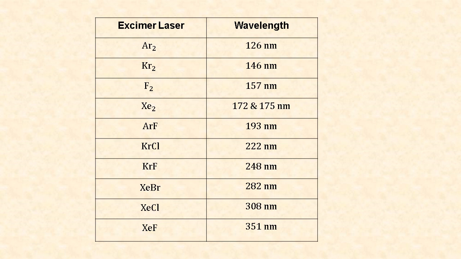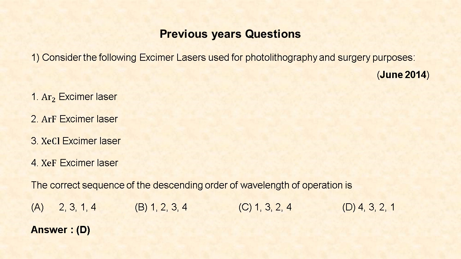Here if you see, argon has the lowest wavelength of 126 nanometer, krypton has 146 nanometer, fluorine has 157 nanometer, xenon has 172 and 175 nanometer, argon fluoride has 193 nanometer, krypton chloride has 222 nanometer, krypton fluoride has 248 nanometer, xenon bromide has 282 nanometer, xenon chloride has 308 nanometer and xenon fluoride has 351 nanometer, which is the highest wavelength.